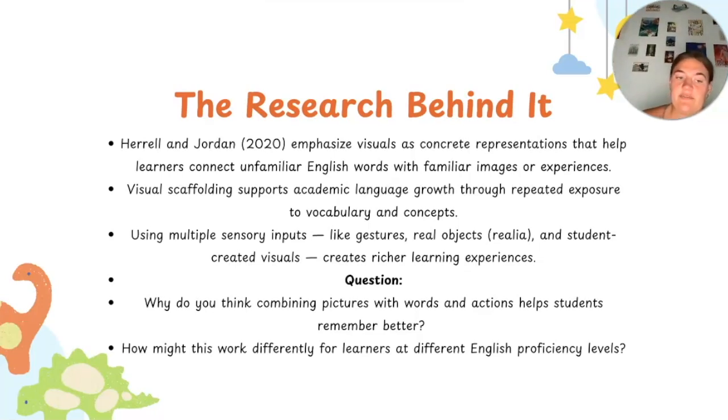Can anyone think of a time when using your hands or moving helped you remember something? Exactly. Using different senses like sight, movement, and touch makes learning more powerful. This is called a multisensory approach, and it works wonders for all students, not just English learners.